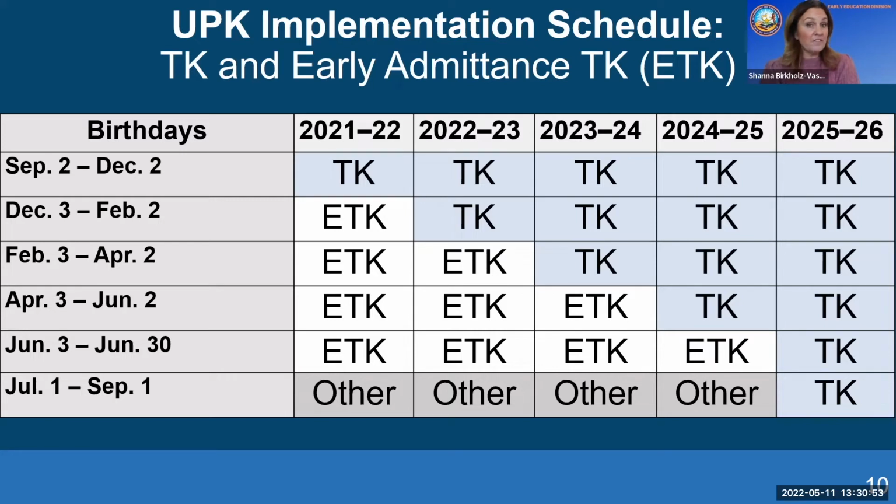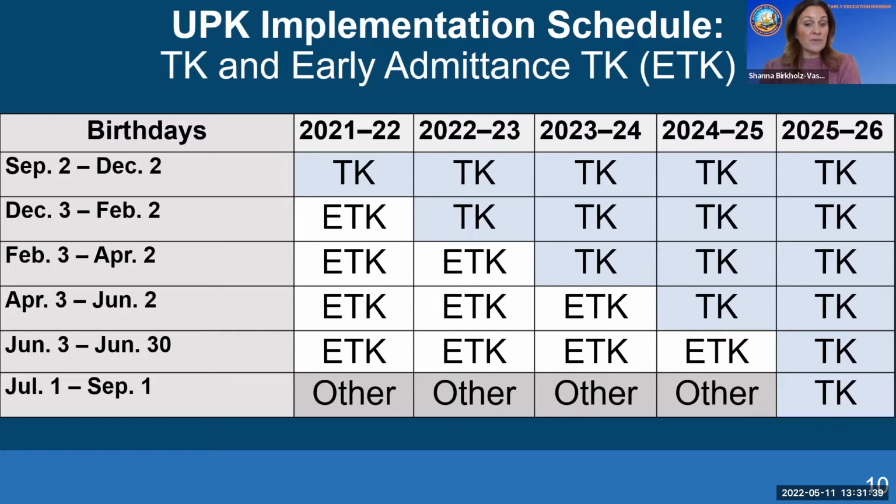For children who do not qualify for TK or ETK, CSPP or locally funded programs can serve these children, which is labeled Other in this chart. The school year 2021-22 eligibility for TK students turning 5 years old between September 2nd and December 2nd. At district discretion, children turning 5 between December 3rd and the end of the school year can be included in ETK though the district doesn't generate funding for those children until their 5th birthday. Children with birthdays between July 1st and September 1st can be served in another preschool program, for example, CSPP, Head Start, or a locally funded program.